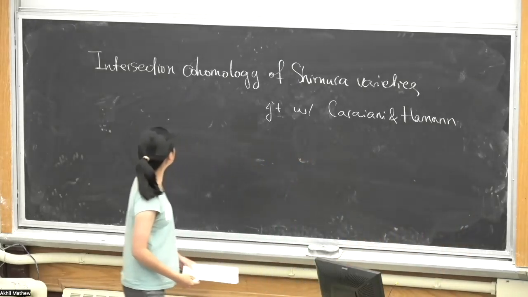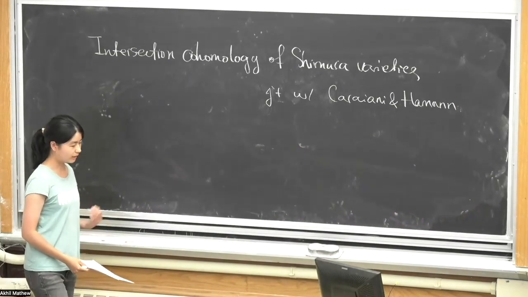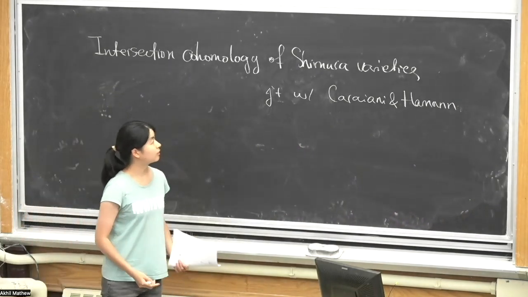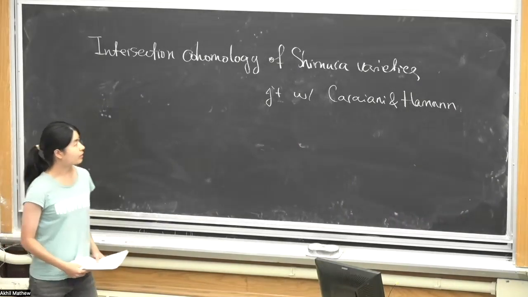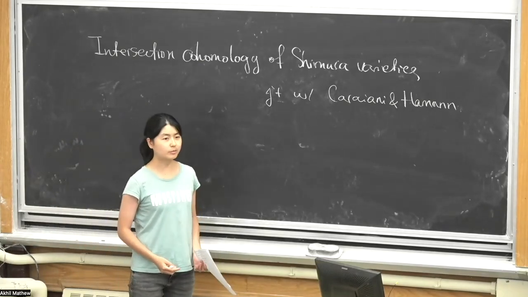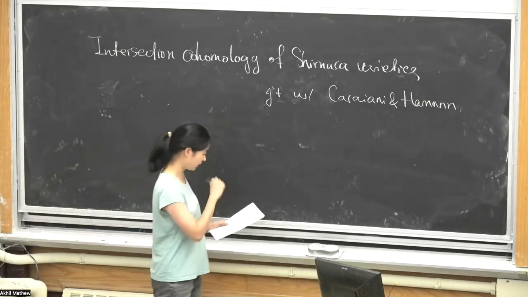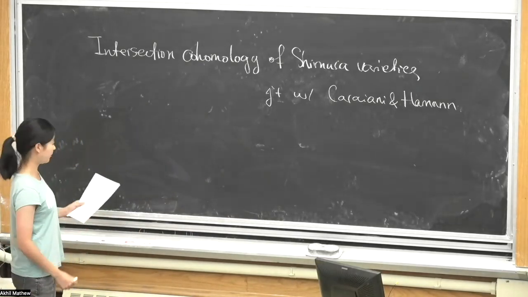So I wanted to speak about the intersection cohomology of Shimura varieties via the approach of a newly constructed geometric object, the Igusa stack. All I'm speaking about today is joint work with Caraiani and Linus Hamann. And this is still very much in progress. So in case I made any mistake, it's really my fault.